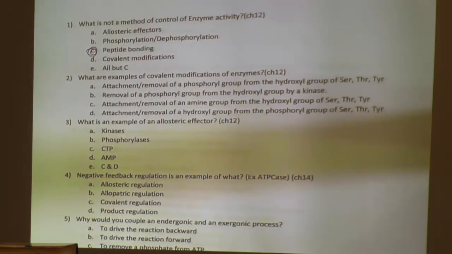So what are some examples of covalent modifications of enzymes? It's going to be A. It's phosphorylating the hydroxyl groups of serine, threonine, and tyrosine.